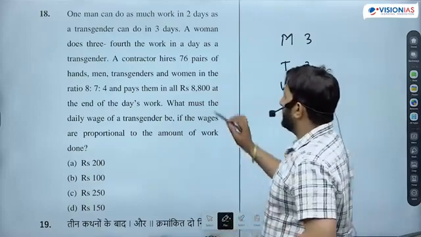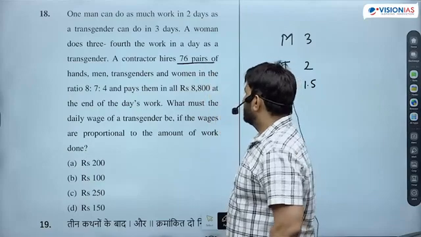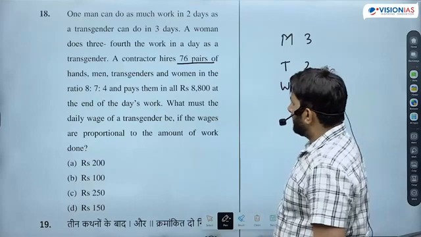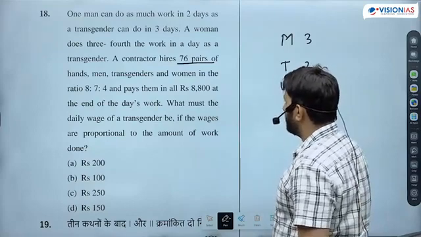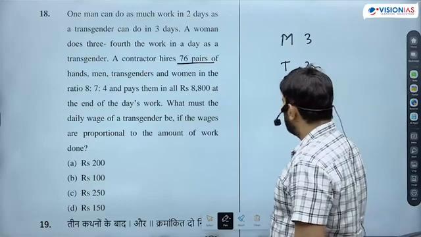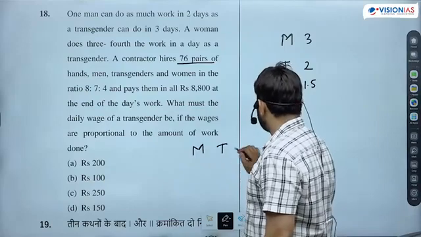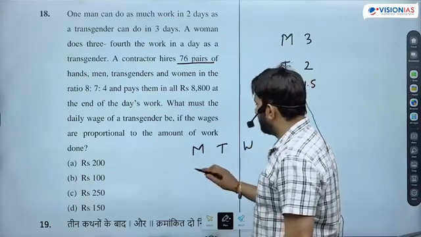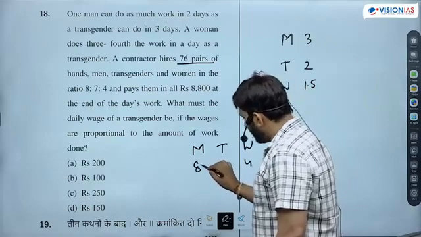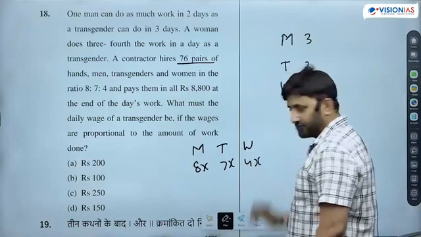A contractor hired 76 pairs of hands. That is men, transgenders and women in the ratio 8:7:4. So if there are some number of men, transgenders and women, their ratio is 8:7:4. If there are 8x men, then transgenders will be 7x and women will be 4x.